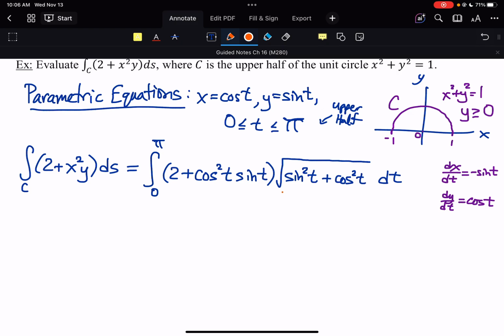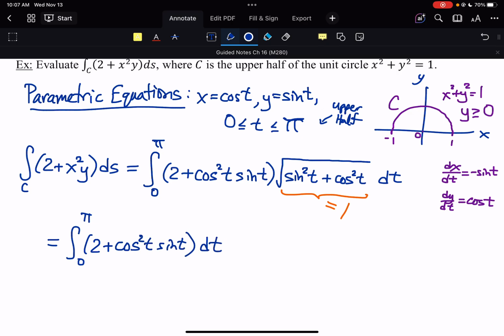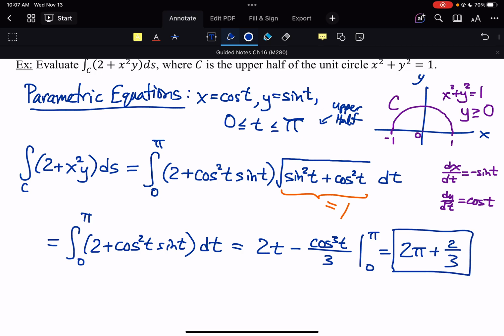This object here, sine squared plus cosine squared, equals 1. The square root of 1 equals 1. So that term essentially just disappears because it's just being multiplied by 1. So we're left with the integral from 0 to pi of 2 plus cosine squared t times sine of t dt, which gives us 2t, and then you can do a u substitution or a trig sub. For this one, we get minus cosine cubed t over 3, and all of this is evaluated from 0 to pi, which when we do that, we end up getting 2 pi plus 2/3 for the exact value of that line integral.